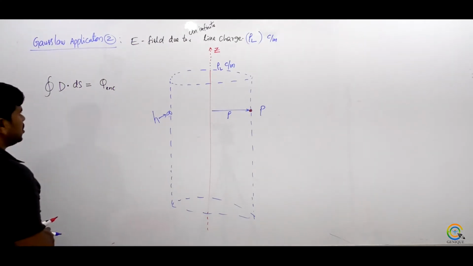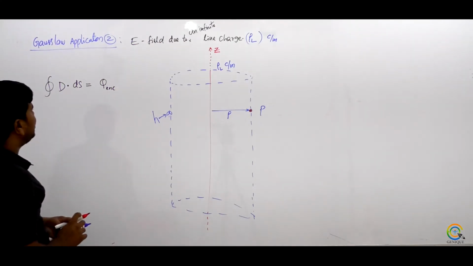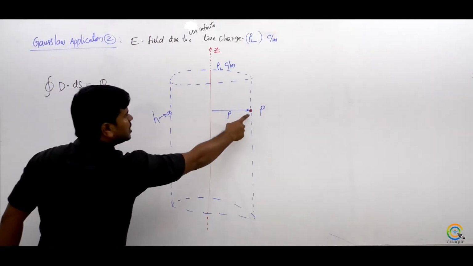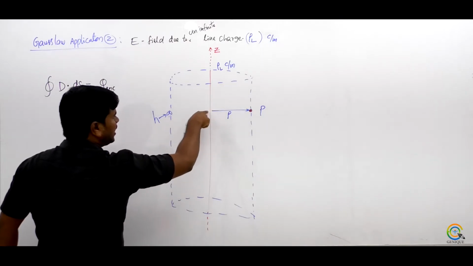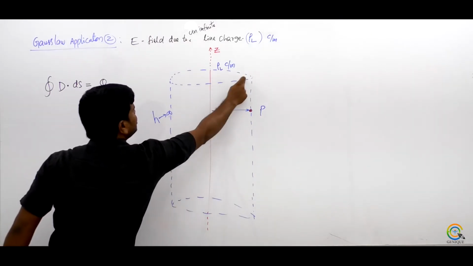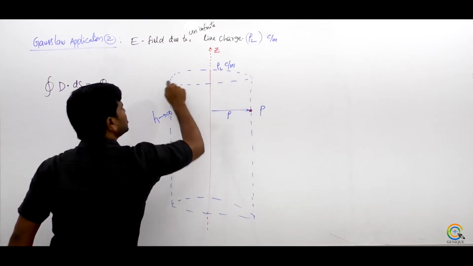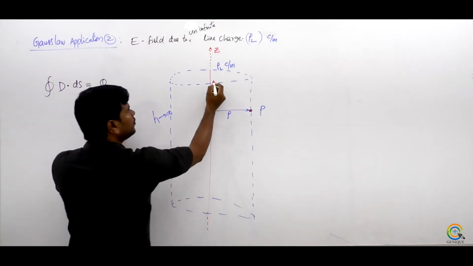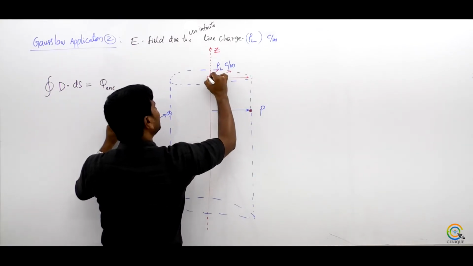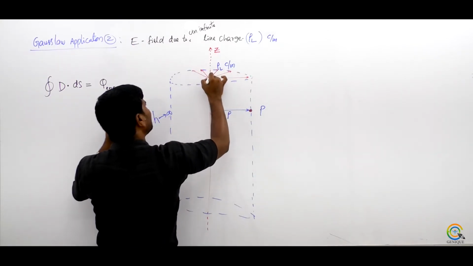Now we have to use the Gauss law here. Because rho is constant in all directions, if this is rho, this is also rho, and this is rho, this is rho, this is rho. So if this is rho, it is also rho in every direction, like this.